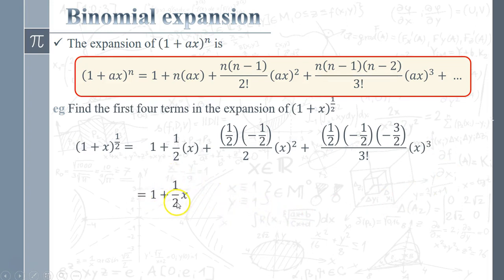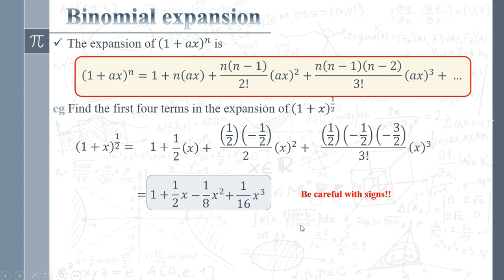So we've got 1 plus half x. This bit here, half times by minus half, all divided by 2. And notice we've got a negative in here now because of the negative there. On this one, we've got a minus times a minus there, so that's going to turn it back into a positive.